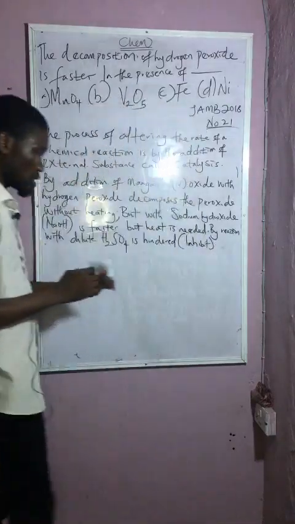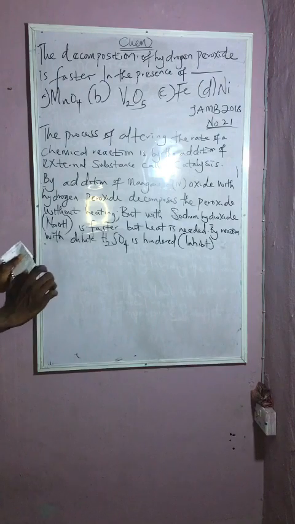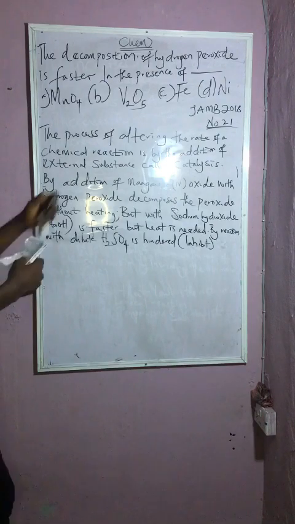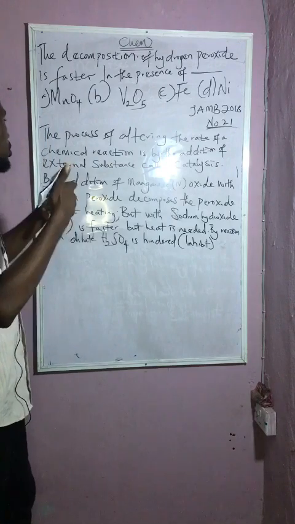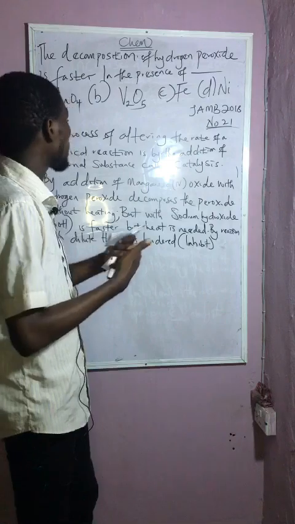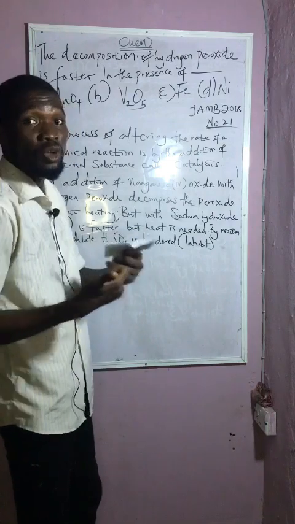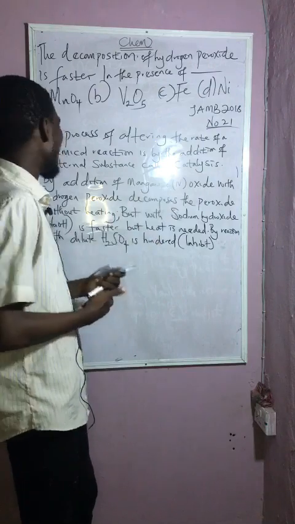So class, I said the process of altering the rate of a chemical reaction is by the addition of external substances called what? Catalysts. So you can come across it in some places where they say the addition is by foreign substance. No, here we are talking about external substances called what? Catalysts.